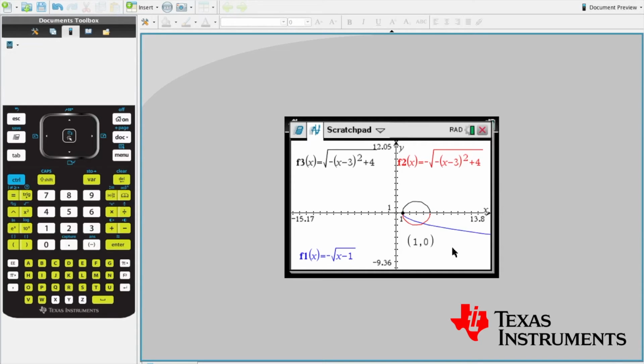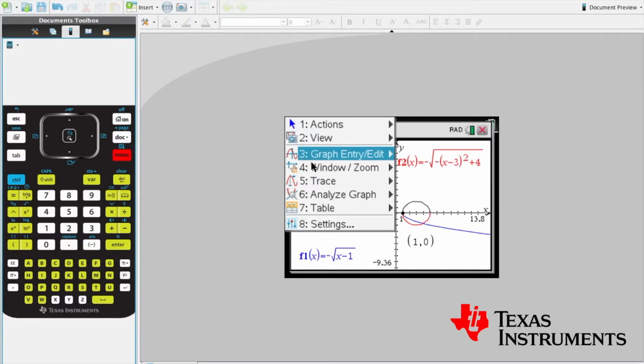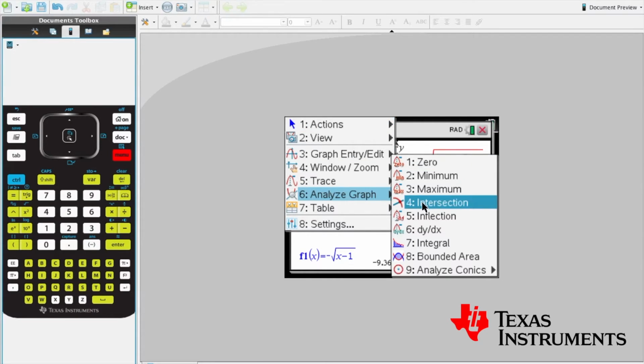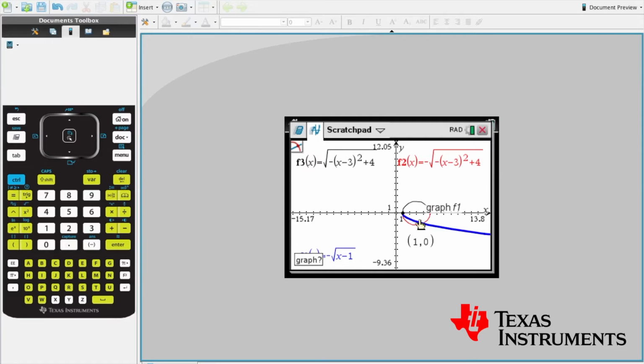And now for the second intersection, which looks like it's right here, right? Let's go ahead and hit menu, and then we'll go to analyze graph and go to number 4, which is intersection. And I'm going to choose the two graphs that I want to use, which is going to be this one as well as that one again. We'll hit lower bound. We'll move over. And once we have that intersection tag pop up, we'll go ahead and click on that. And this is going to be our point.